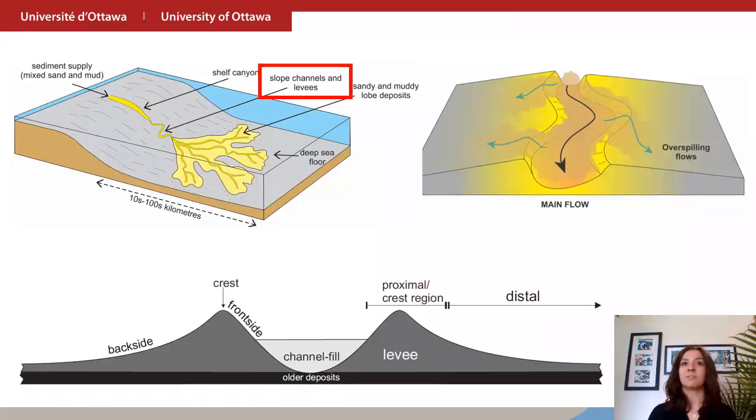These sediment gravity flows travel downslope through subsea canyons and channels until they eventually form a fan on the basin floor. Flows traveling downslope within these channels often spill out of the channel edges, as is shown in the top right diagram, and in doing so, they create wedge-shaped sediment deposits called levees that thin and fine away from the channel, as you can see in the cross-section of a channel levee system shown down at the bottom of the slide.